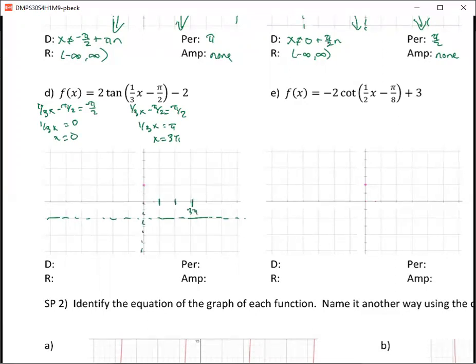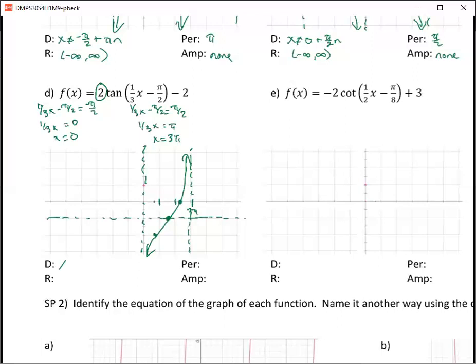So x equals 0 is my first asymptote. X equals 3 pi is my second asymptote. Halfway in between those is going to be my equilibrium point. And then this is a positive 2 tangent. So halfway in between those, which would be right about here, that's going to be like 3/4 of the way. So I go 2 down and 2 up to sketch my tangent graph.